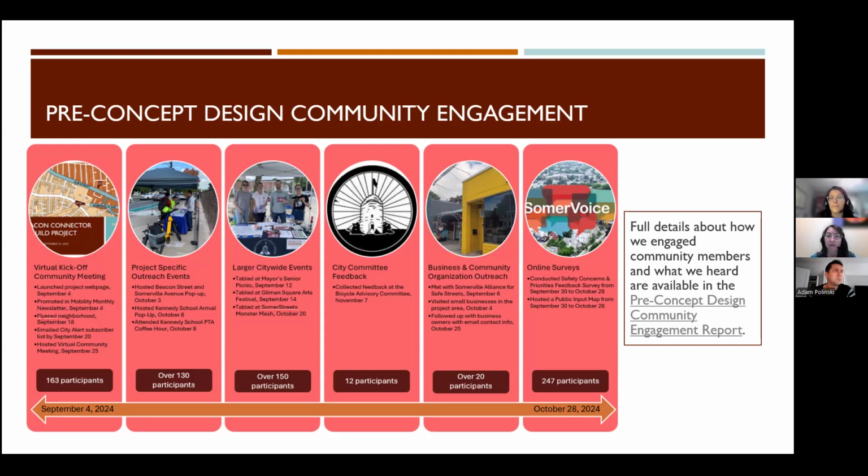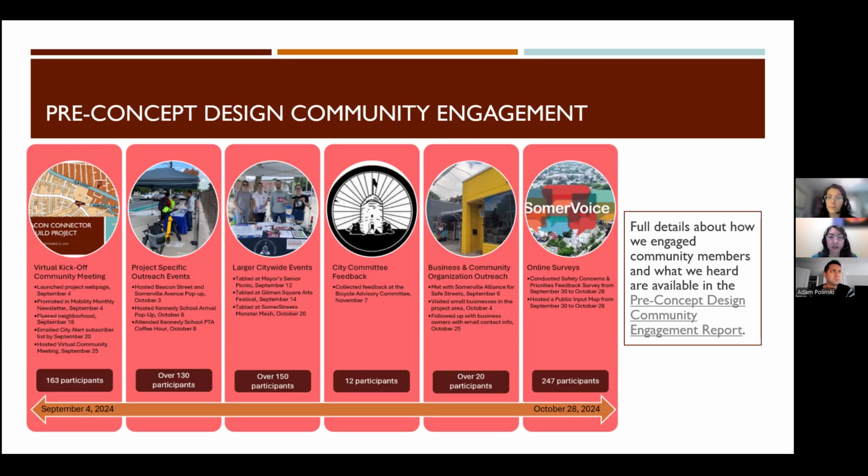Just a brief overview of what we did: we launched the project by broadcasting both the launch of the project and the hosting of a virtual community meeting, which we detailed in our Mobility Division newsletter, and shared in flyers at community events like the Mayor's Senior Picnic and the Gilman Square Arts Festival. We flyered over 400 homes in the project area and sent out emails through the city's city alert system in the larger project area.